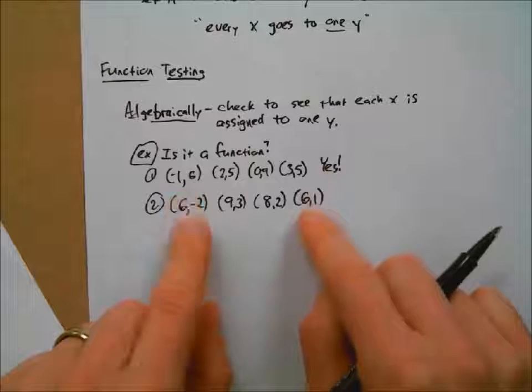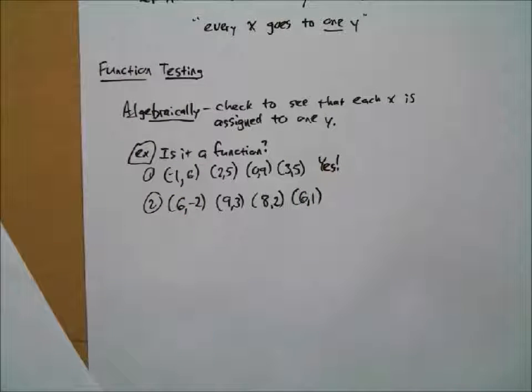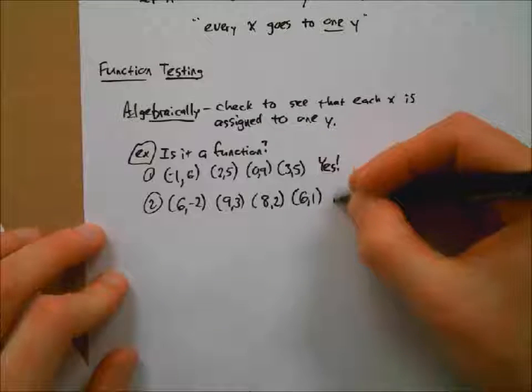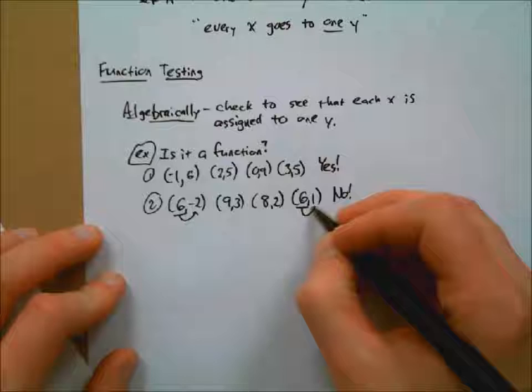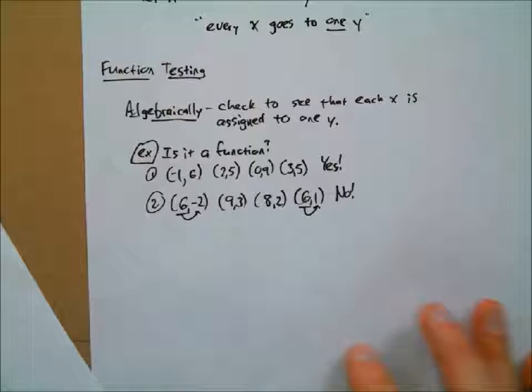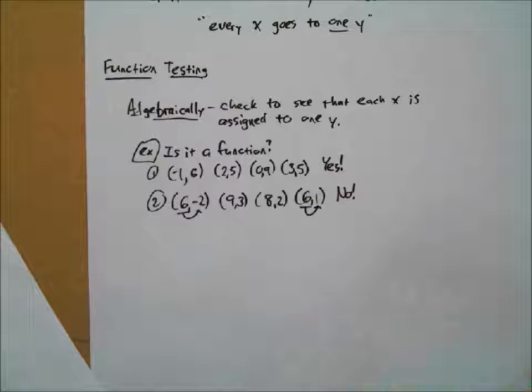Exactly right. 6 is paired with the -2, and 6 is paired with the 1. And so, no. So x goes to two different y values. That's part of the issue there. Okay. Cool. All right, that's pretty straightforward.